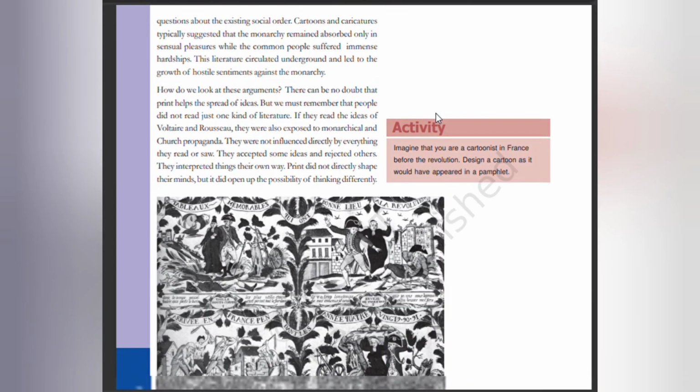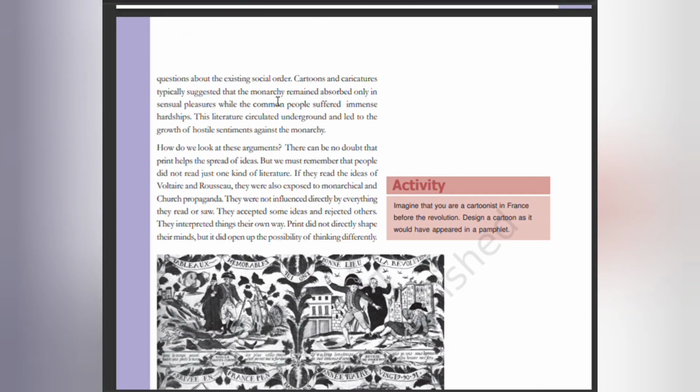Questions about the existing social order. Cartoons and caricatures typically suggested that the monarchy remained absorbed only in sensual pleasures while the common people suffered immense hardship. The literature circulated underground and led to the growth of hostile sentiments against the monarchy.